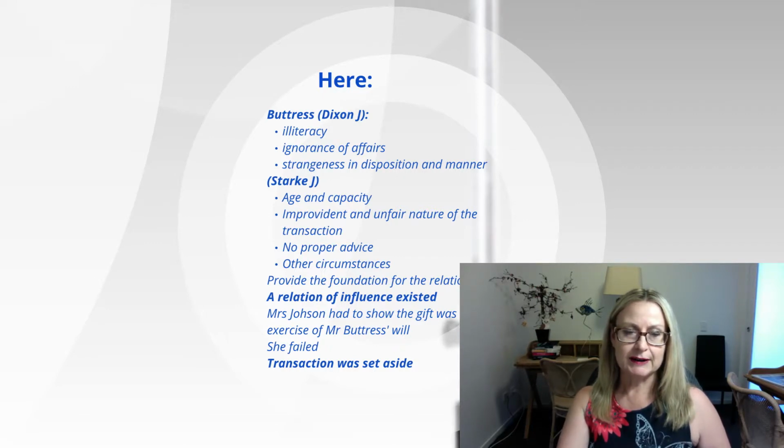Buttress, was in a relationship of trust and confidence with this blood relation of his ex-wife. He was illiterate, ignorant of affairs. He had a kind of strange disposition of matter, age and capacity. The improvident, unfair nature of the transaction. He didn't get any independent advice, and there was some other things floating around in the factual matrix as well.